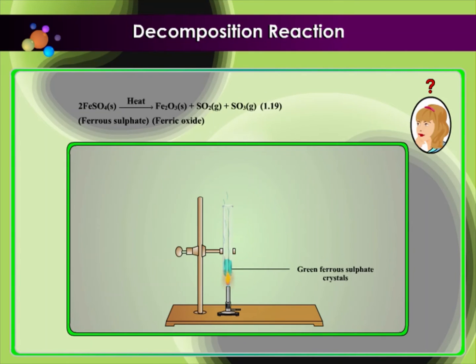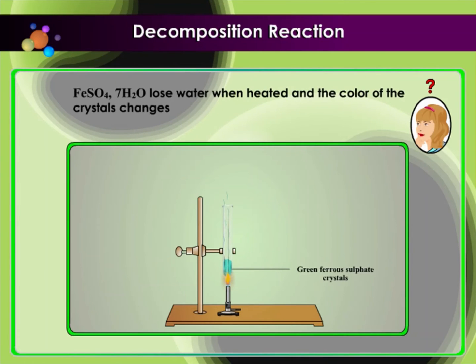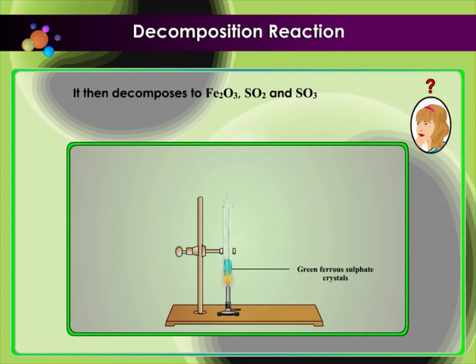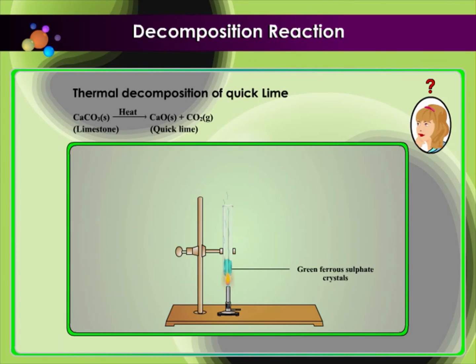This is due to the fact that ferrous sulfate crystals, FeSO4, 7H2O, lose water when heated and the color of the crystals changes. It then decomposes to ferric oxide, Fe2O3, sulfur dioxide, SO2, and sulfur trioxide, SO3. Ferric oxide is a solid, while SO2 and SO3 are gases. Thermal decomposition of calcium carbonate to calcium oxide and carbon dioxide on heating is an important decomposition reaction used in various industries.